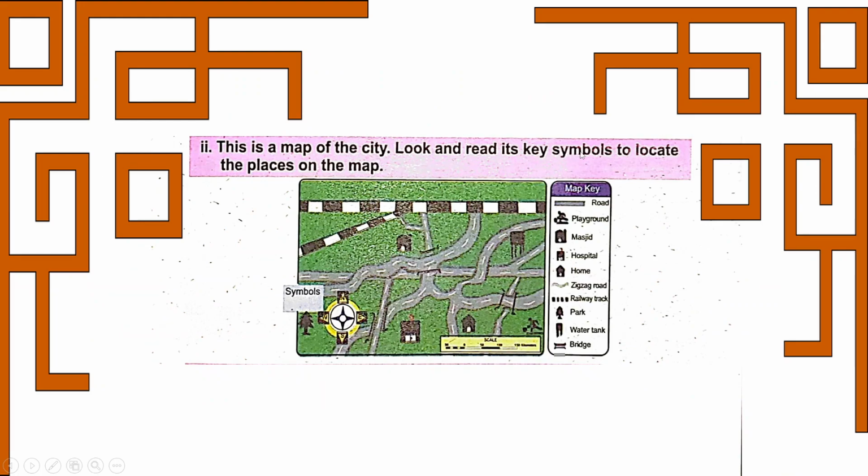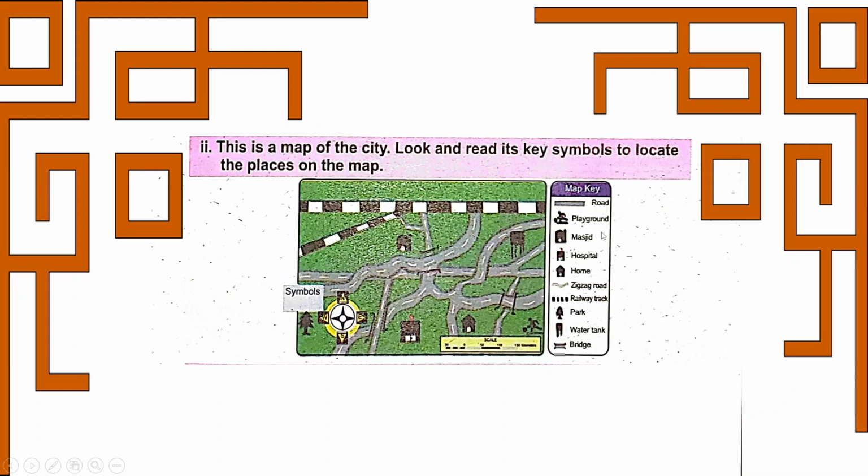This is a map of the city. Look and read its key symbols to locate the places on the map. Map key: road, playground, masjid, hospital, home, zigzag road, railway track, park, water tank and bridge. Where is the road? The road is right here. Where is the playground? The playground is right here.